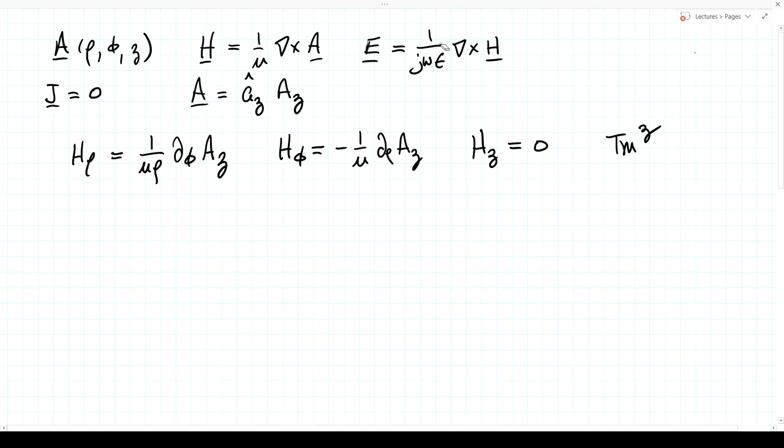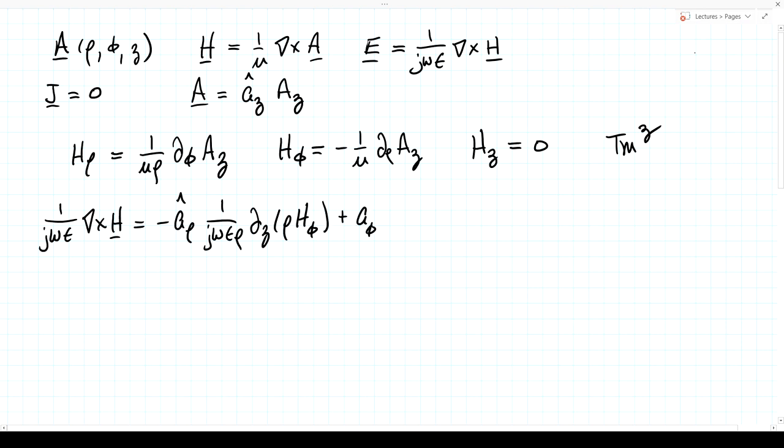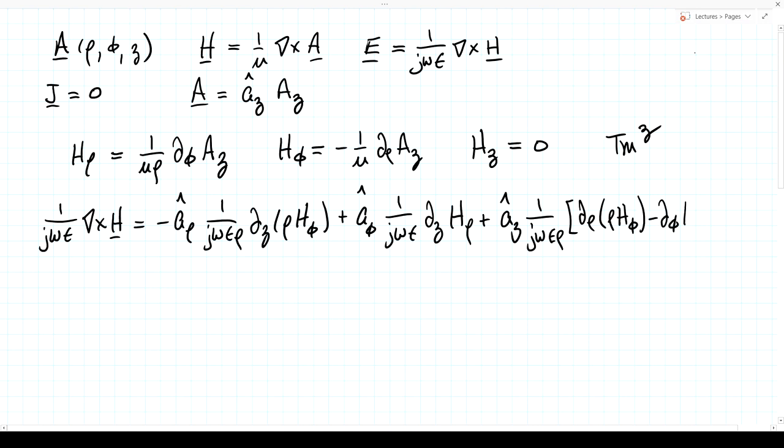Then for E, we have to work out what 1 over j omega epsilon curl of H is when H has rho and phi components. So we use that previous expression. What we get is that 1 over j omega epsilon times the curl of H breaks up as minus A rho hat 1 over j omega epsilon rho, the Z derivative of rho H phi, plus an A phi hat term, which is 1 over j omega epsilon, Z derivative of H rho, plus an A hat Z term, 1 over j omega epsilon rho, the rho derivative of rho H phi minus the phi derivative of H rho.